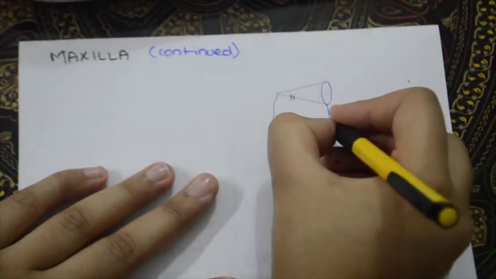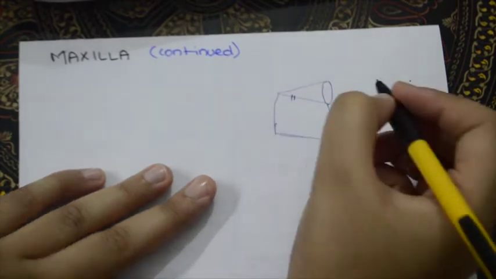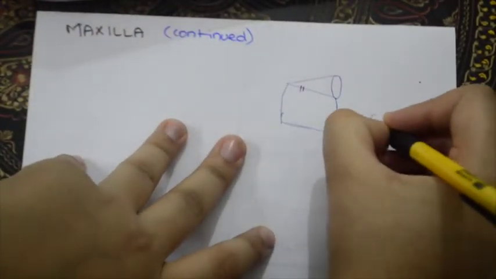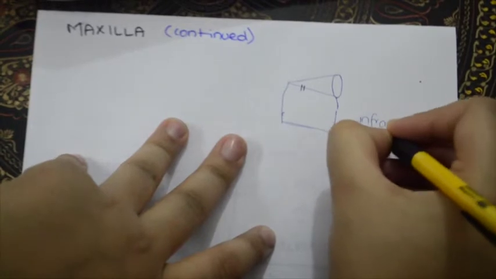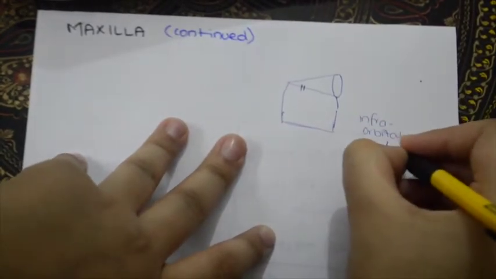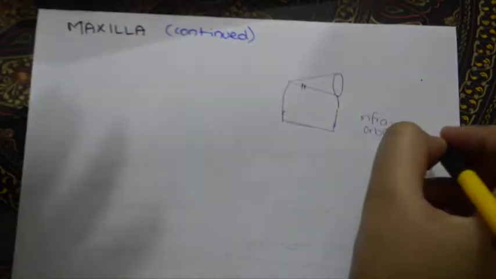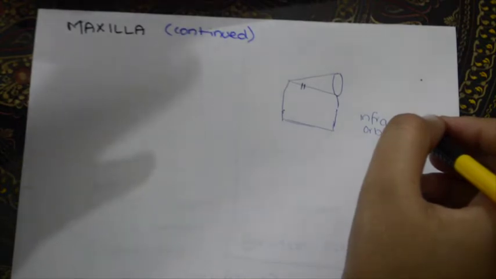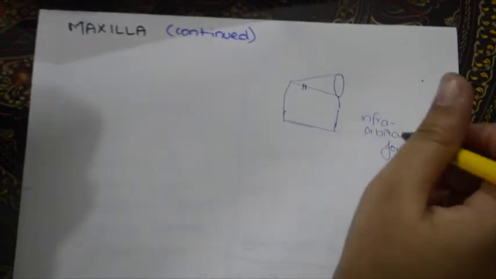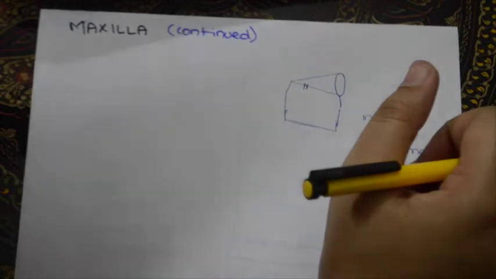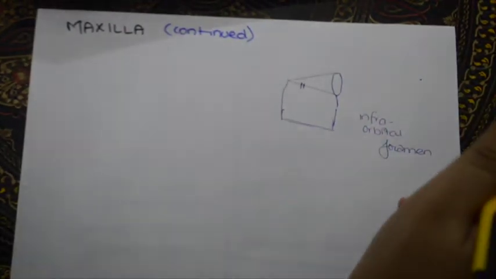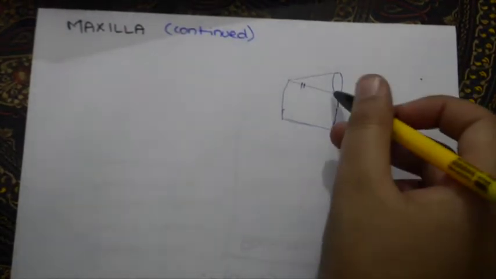this is actually a canal, while this is a foramen. This foramen is called infra-orbital foramen. Infra means inferior, orbital means it is referring to the orbit. So this means that it is inferior to the orbit if you try to understand the meaning of it. So this is the foramen which is inferior to the orbit, right?